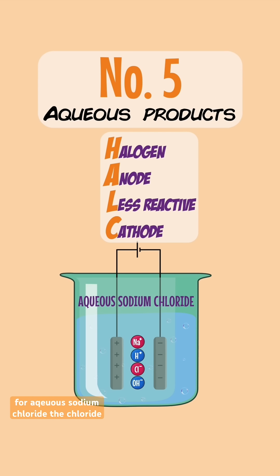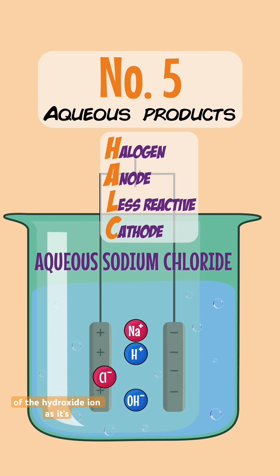So for aqueous sodium chloride, the chloride ion goes to the anode instead of the hydroxide ion, as it's a halogen. This forms chlorine gas, and at the cathode the hydrogen ions go instead of the sodium, as hydrogen is less reactive than sodium. This forms hydrogen gas.